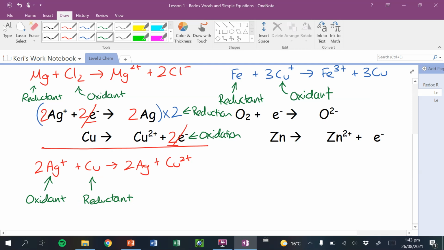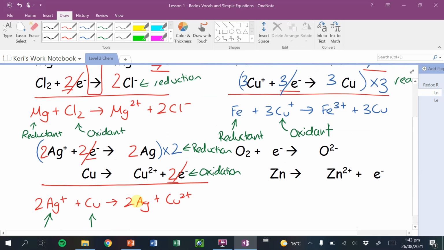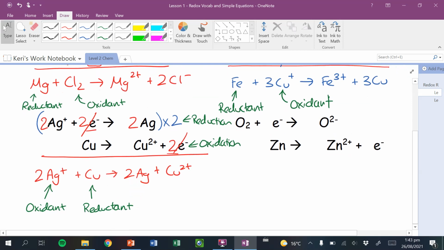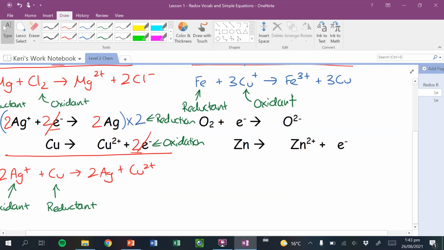Cool. Something I do want to point out to you guys is just keep in mind that something can be a reductant in one reaction and an oxidant in the other. And remember, whenever you're looking at the terms oxidant and reductant, we're referring to the reactants. All right, let's do the last one.